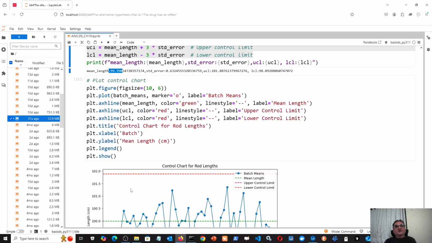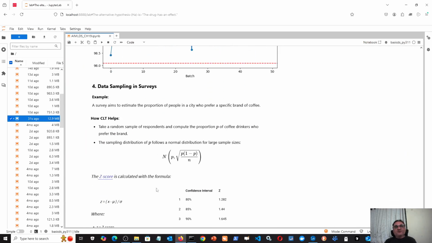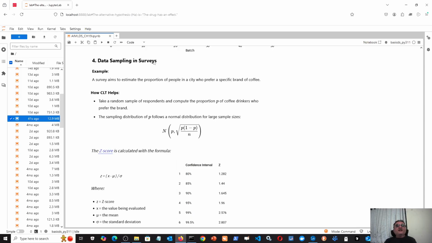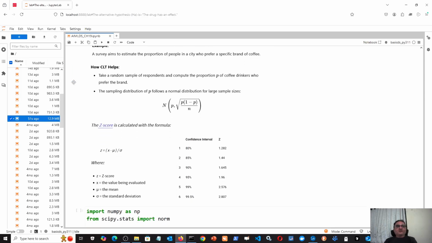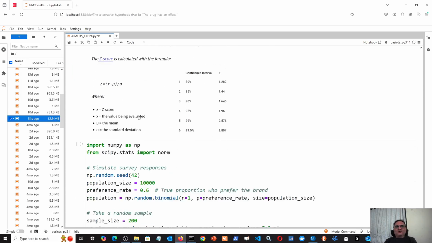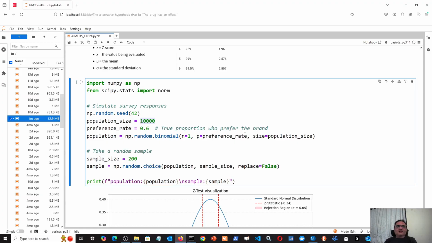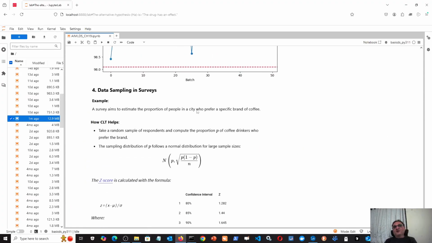That ensuring quality control in manufacturing is done by just taking a sample of a limited number of products. Then data sampling in surveys. This is the second application. Suppose there is a survey which estimates the proportion of people in a city who prefer a specific brand of coffee. Now, suppose there is a small town, not even a city, whose population is 10,000, and you want to ask a simple question: do you like Nescafe, yes or no?